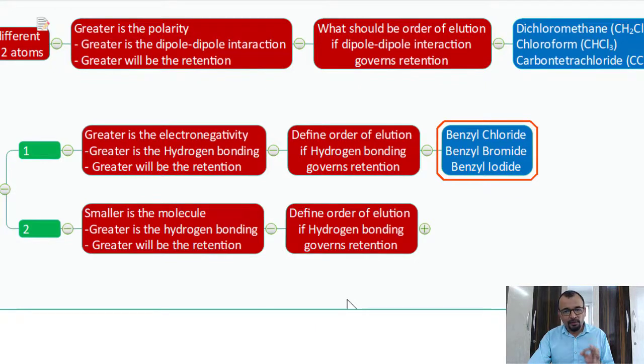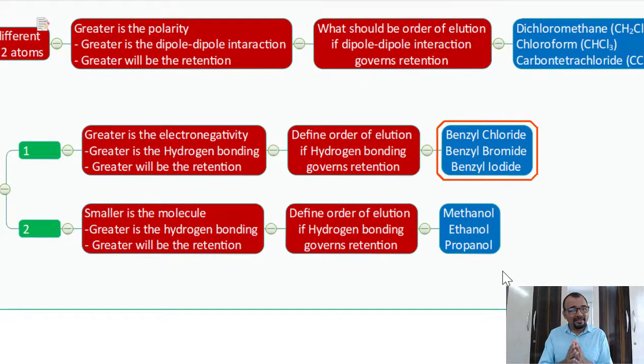Let us understand with a very simple example. Define the order of elution if hydrogen bonding governs the retention. Here is the example: methanol, ethanol, and propanol. Amongst these three molecules, which one has the least molecular size? It is methanol, right? And which one has the highest molecular size? It is propanol. So what does the law say? The smaller the molecule, the greater the interaction and the retention. So methanol, being the smallest, will have a good amount of interaction and hence elute very late in the chromatographic run. Similarly, propanol, having the largest size, will have the least possible interaction and hence elute very early in the chromatographic run.